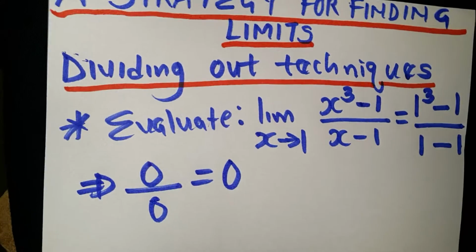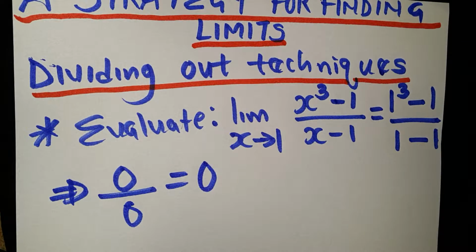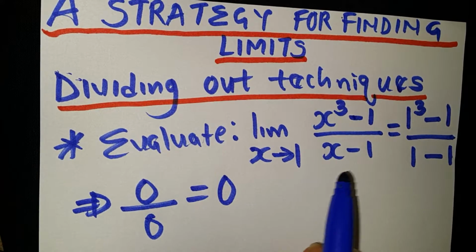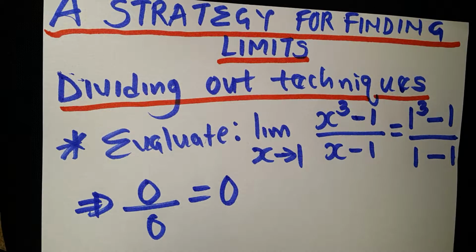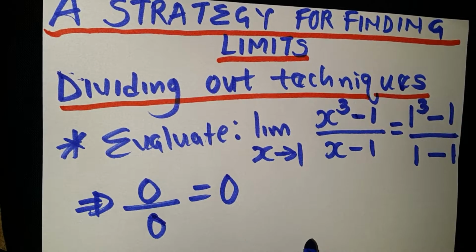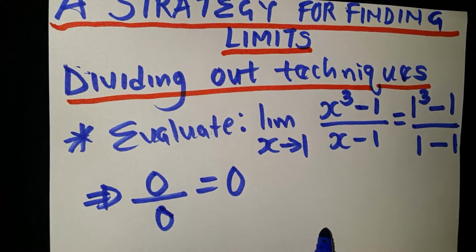So we can't leave it like this. So this is when dividing out techniques will come in. We can't leave our answer to be 0. So if you are trying to find a limit and you are getting 0 divided by 0, that means you have to use this technique to solve or evaluate the limit.